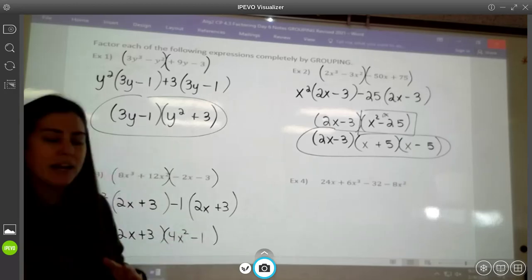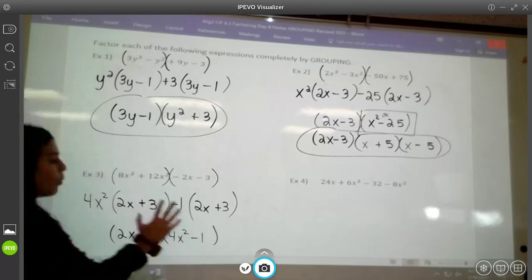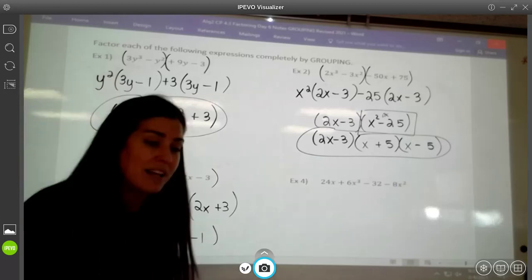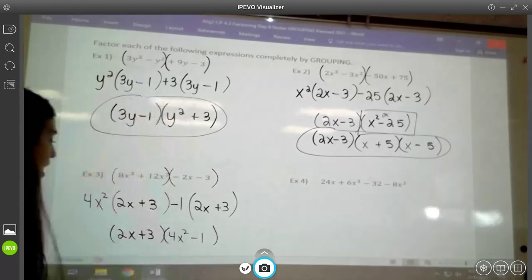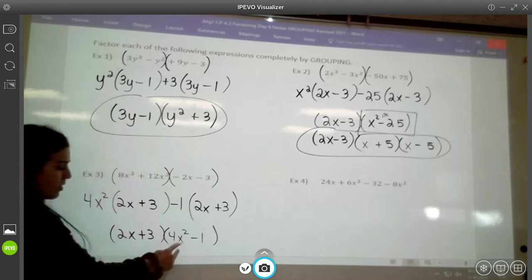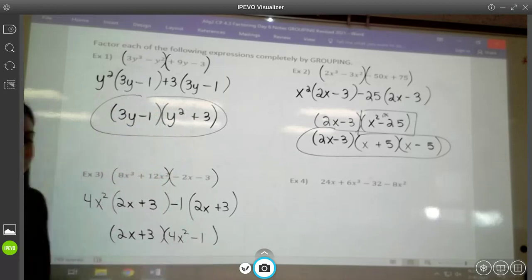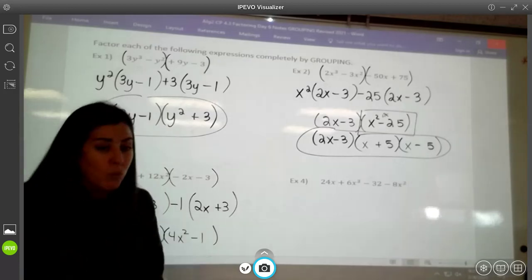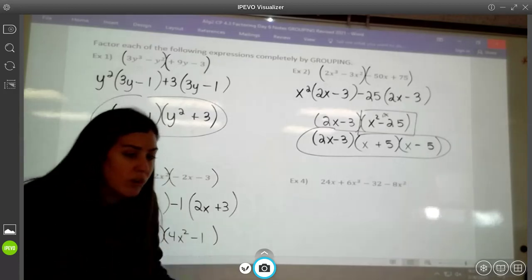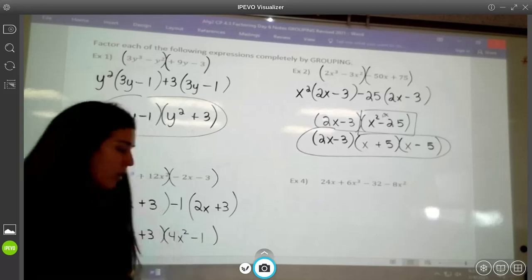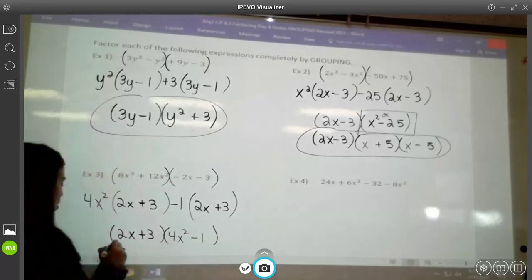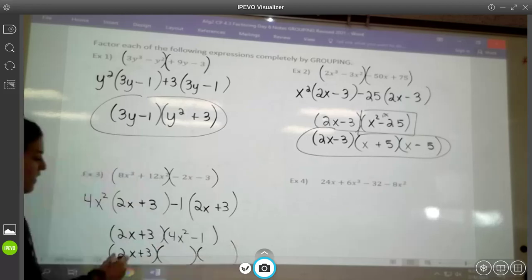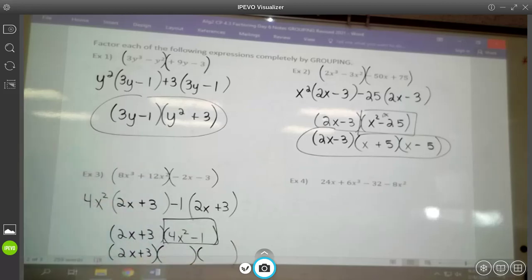Okay, and then again, you want to double check that your quadratic factor is not the difference of two squares, because if it is, I can factor it again. And guys, is this a square minus a square? It is. 4x squared is a square, and 1 is a square. It's 1 squared, 1 times 1. So guys, we're actually able to factor that again. So bring down your 2x plus 3, and let's factor our quadratic, our difference of two squares, one time.